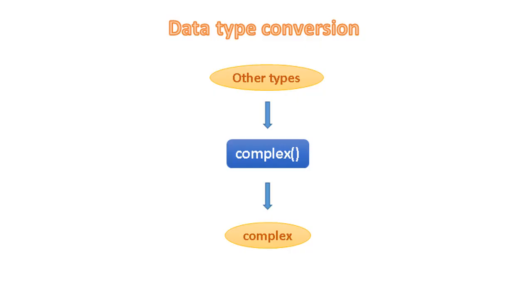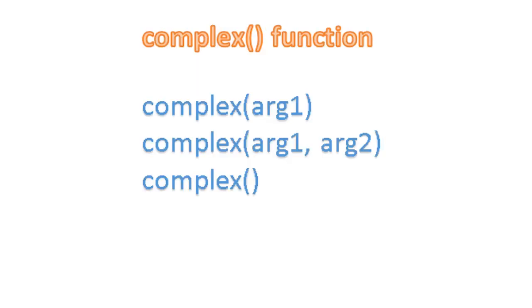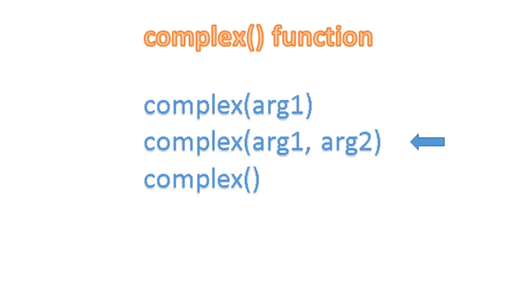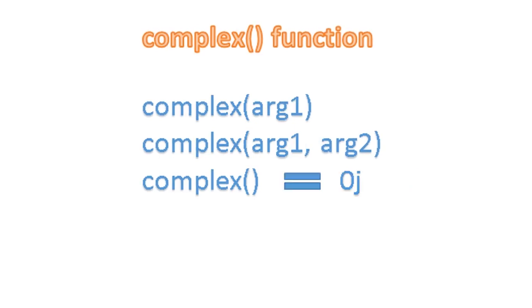Data type conversion. To convert other data type to a complex number, we can use complex function. As we know, a complex number has two parts, real and imaginary. Complex function can take either one argument or two arguments or no argument. If no argument is passed to complex function, then the output will be 0j.